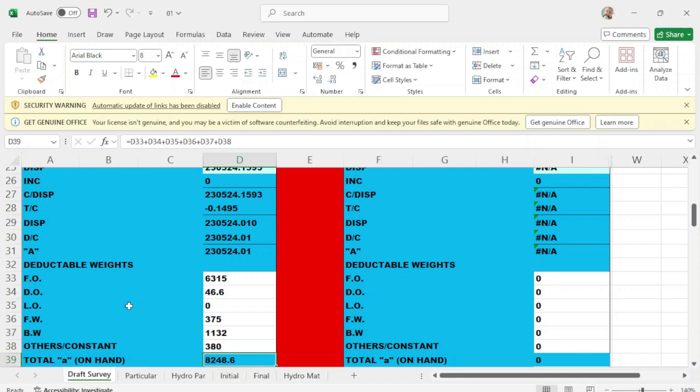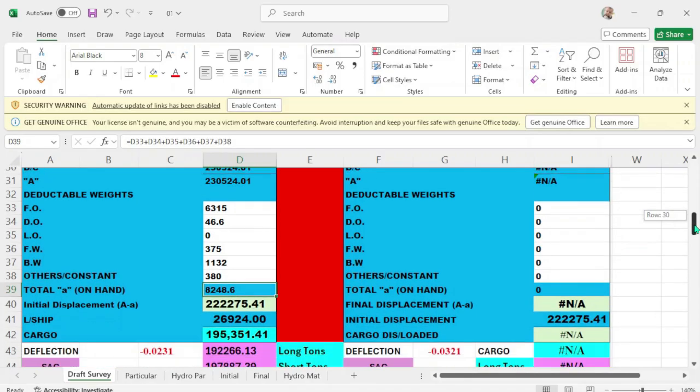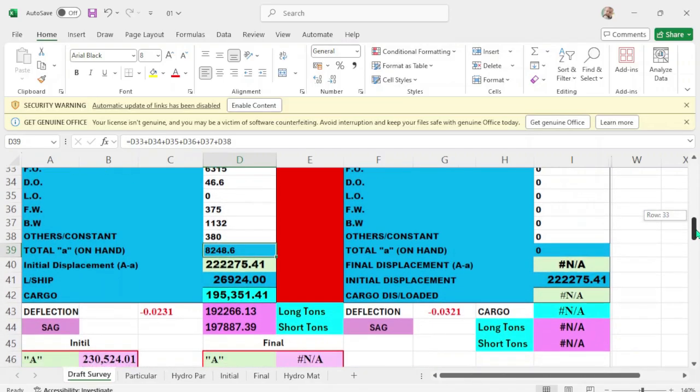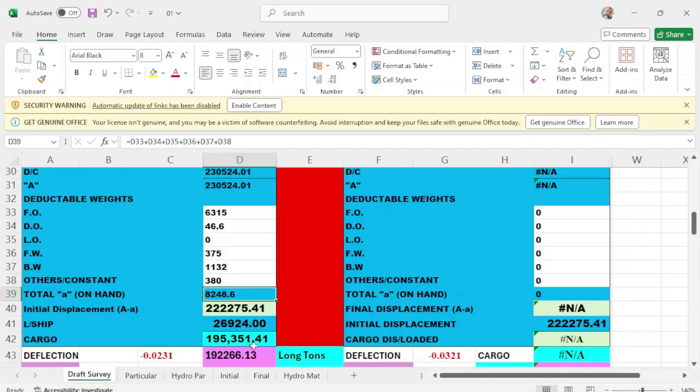Okay, guys, I remind you, don't forget to put in your constants. It's always in your draft survey, this constant. Whatever the amount is, you always put your constant. Okay, now the cargo now is 195351.41. Okay, so this is the cargo on board, and this is the check.